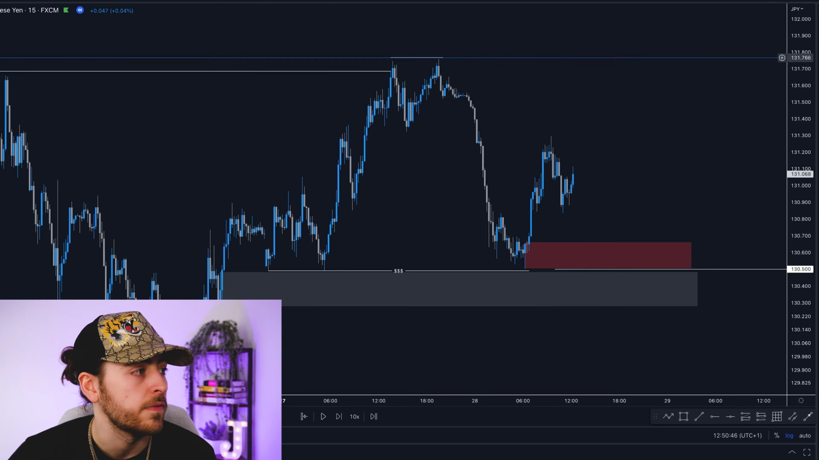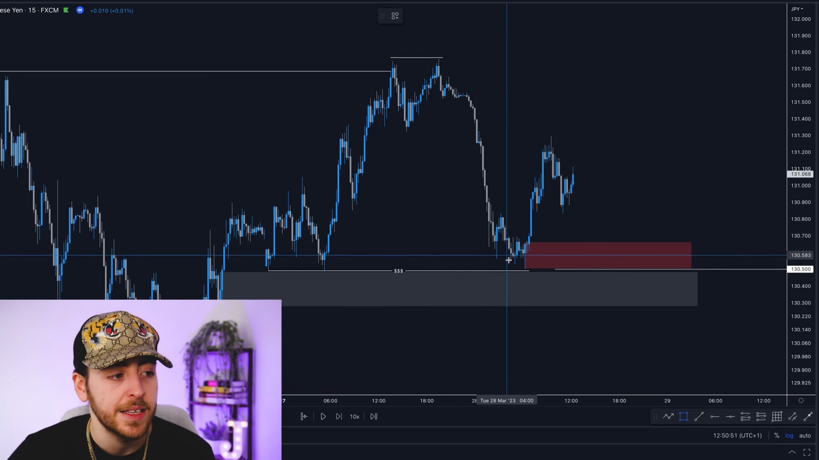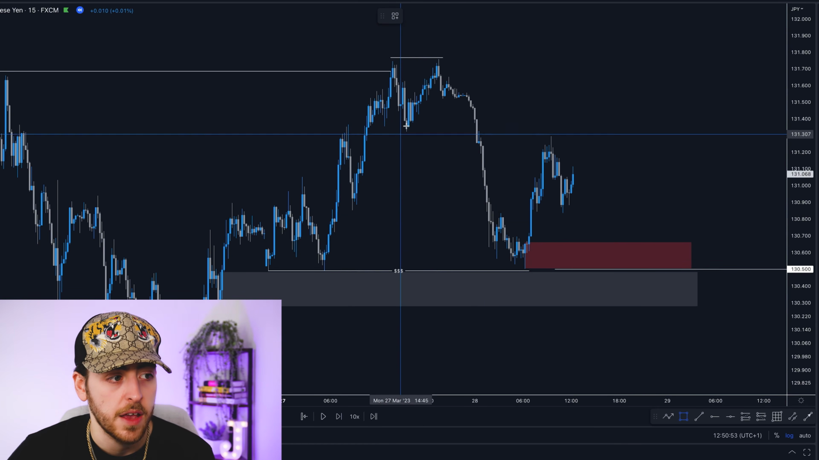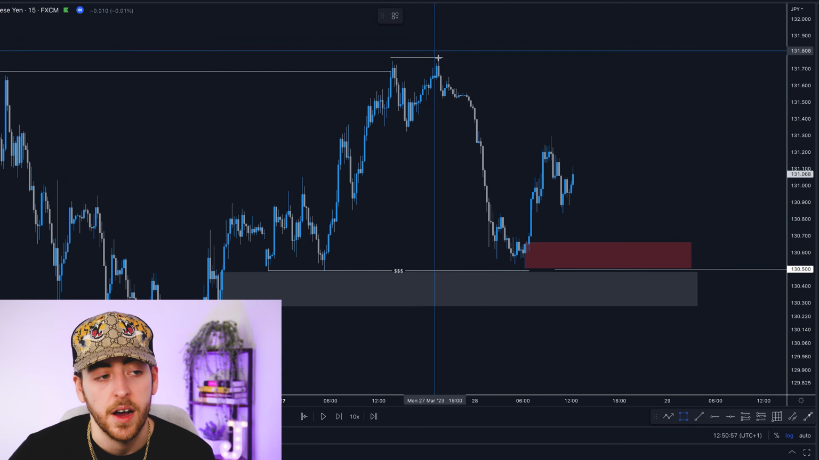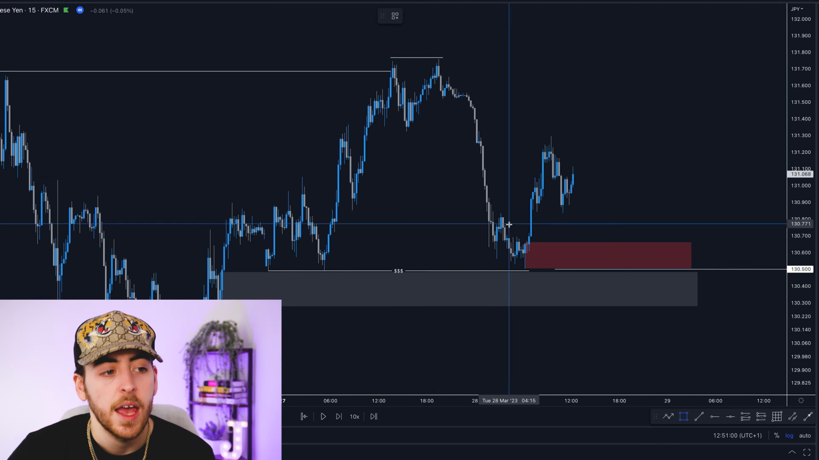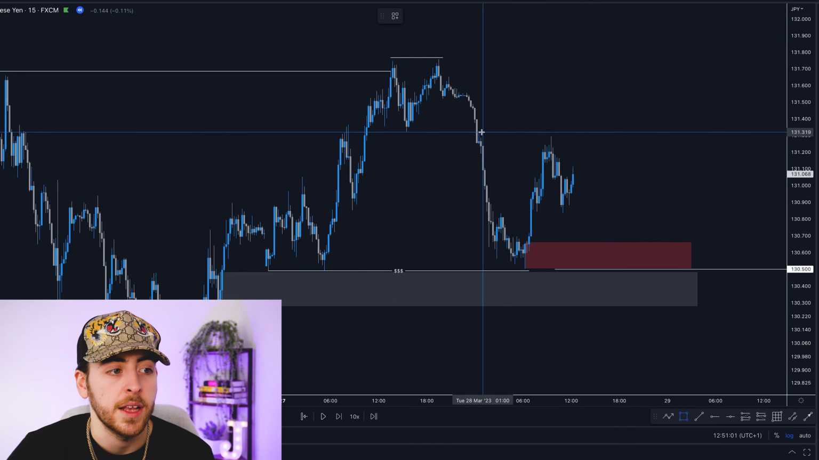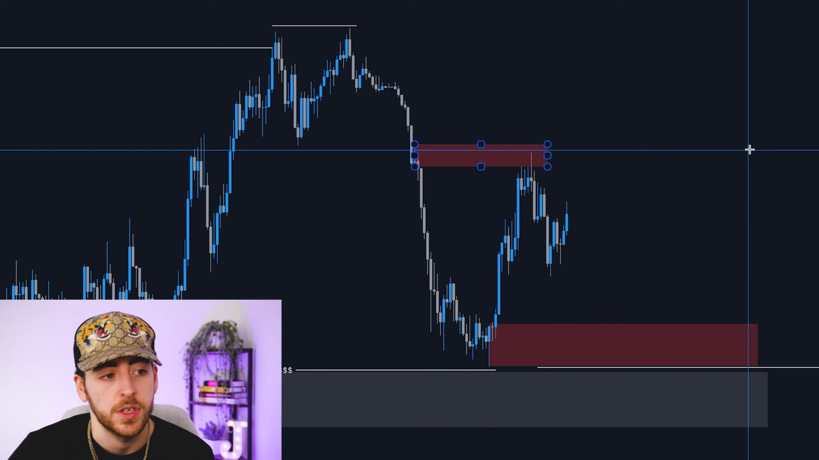So first of all, here on the 15, we can see that we had this big sell-off, which broke structure just here, also broke structure just there, which is a valid structure break because this was a higher high breaking into lower lows. And then we saw price come up and trade into this supply zone just here.